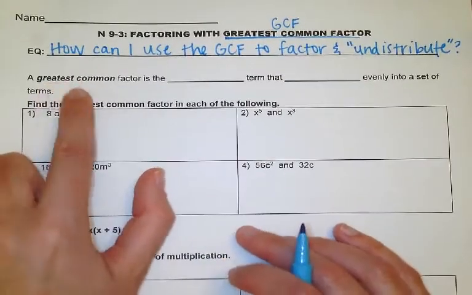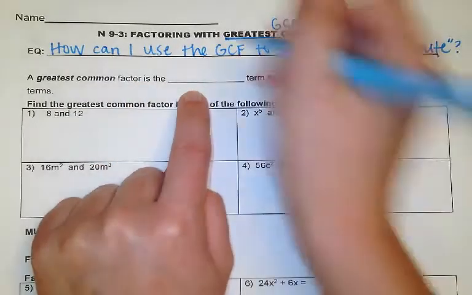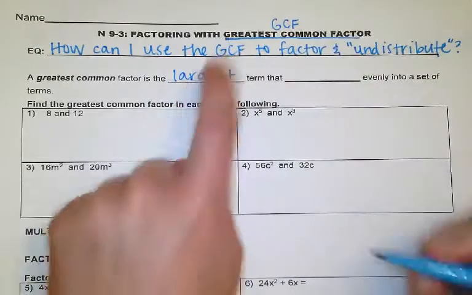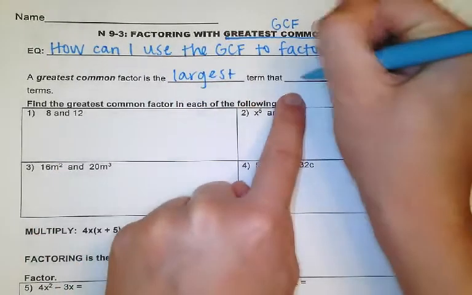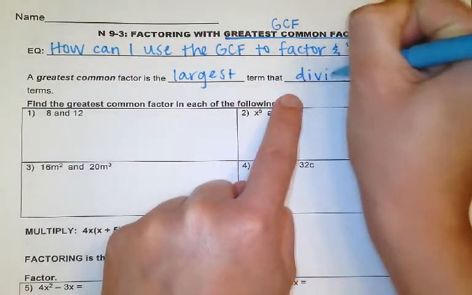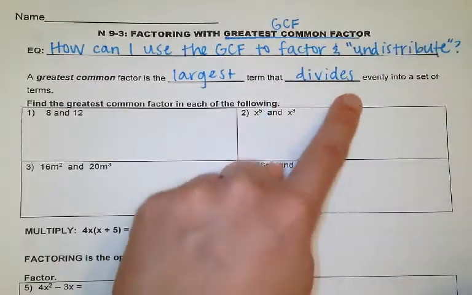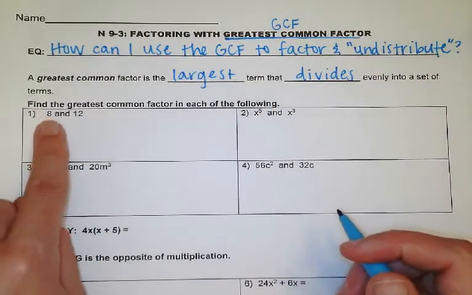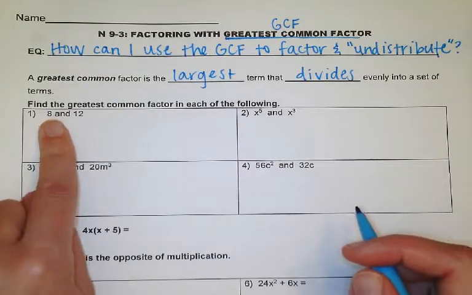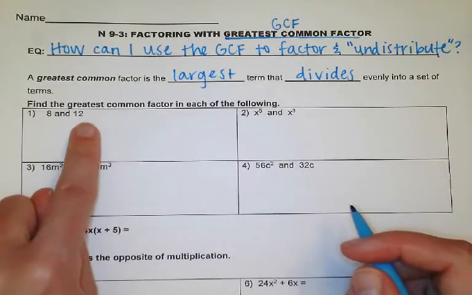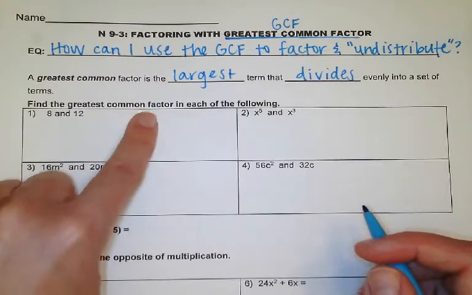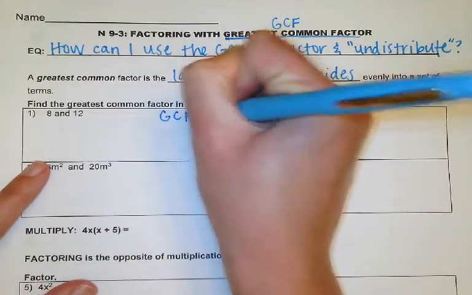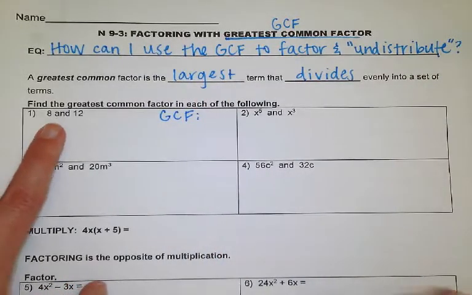Okay, so it says the greatest common factor is the largest term, hence the greatest, that divides evenly into a set of terms. So we want to look at the biggest number that divides evenly into 8 and 12. Our goal is to find the greatest common factor. So you want to think of numbers that 8 and 12 can both be divided by.